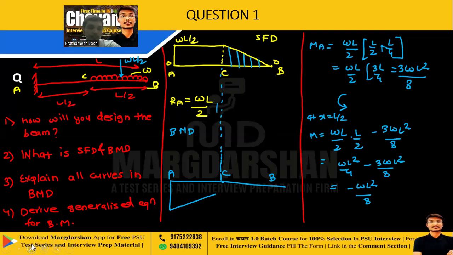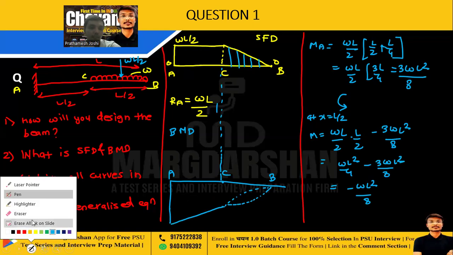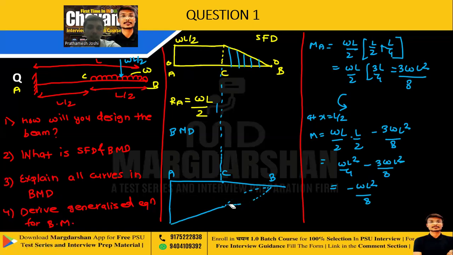Then just a minute, I will just redraw it so you will understand it properly. Now see how there are two cases here. First case is this one and another is this one. Now how was the SFD varying? Fast then slow, fast then slow. In similar fashion, BMD will vary. Then what will be the actual curve? Let's see. Actual curve will be something like this.